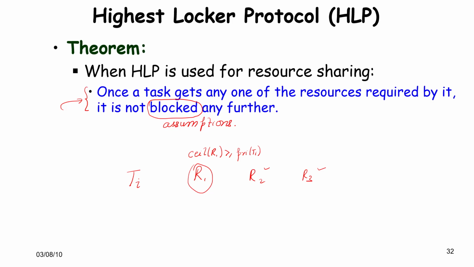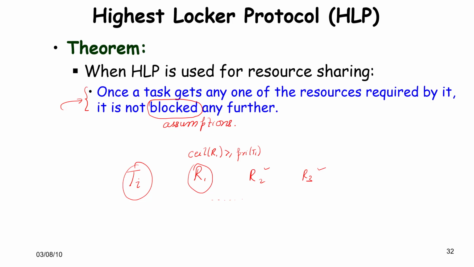So the question is, what can we say about R2 and R3 at this point of time? Let's consider the simple case that both R2 and R3 are free. Then there is no problem. Then clearly the task Ti will continue.